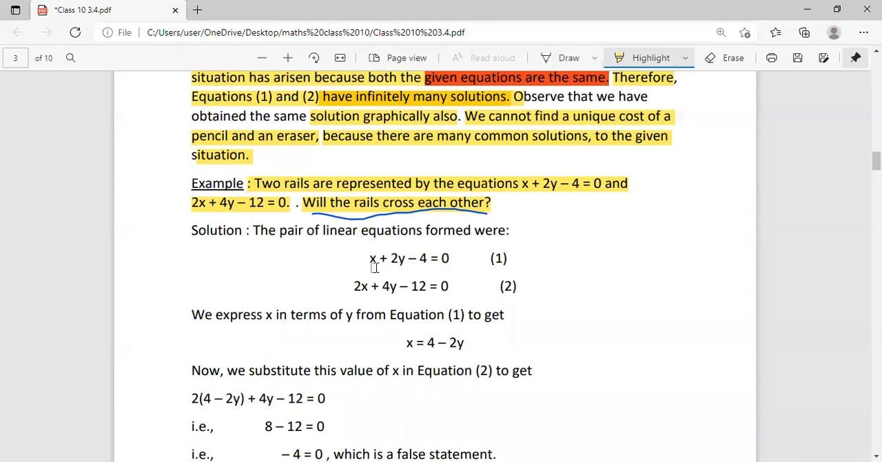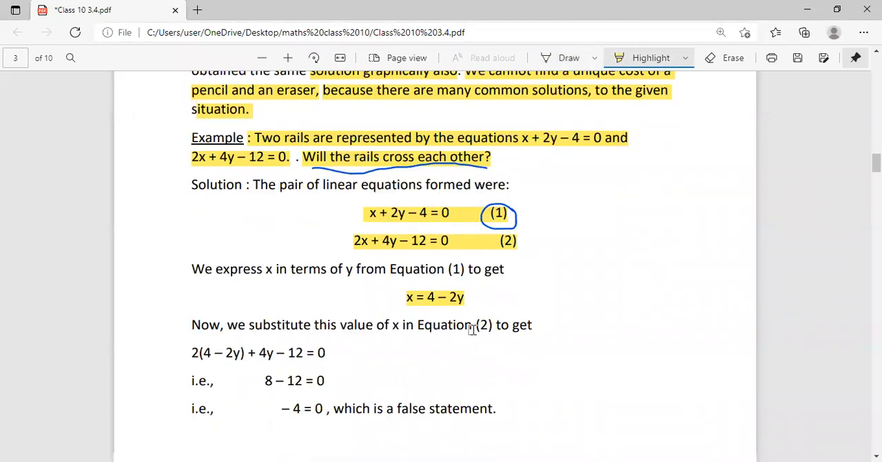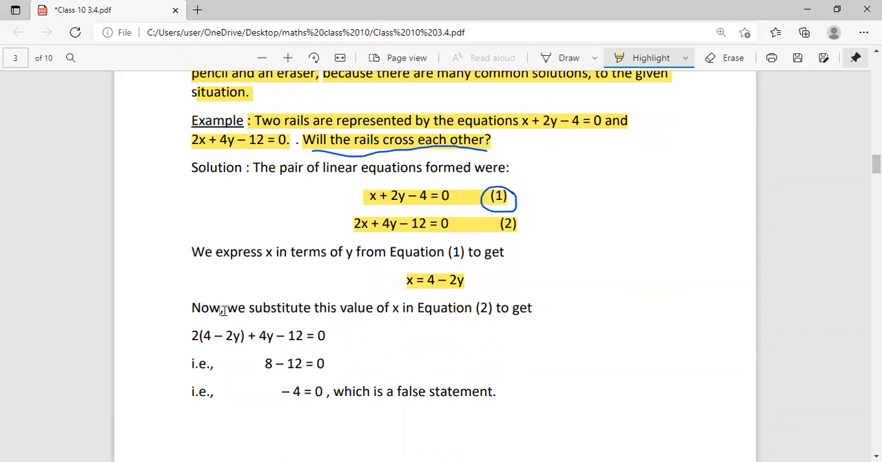In the same manner, first of all, we are naming both the equations as equation 1 and 2. Now, in our second step, we are writing x in terms of y from equation 1. We are using equation 1 to form x equal to 4 minus 2y. Now we are going to substitute the value of x in equation 2. Then we get 2 into (4 minus 2y) plus 4y minus 12 is equal to 0.